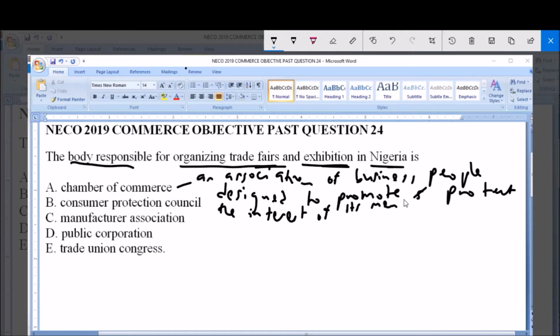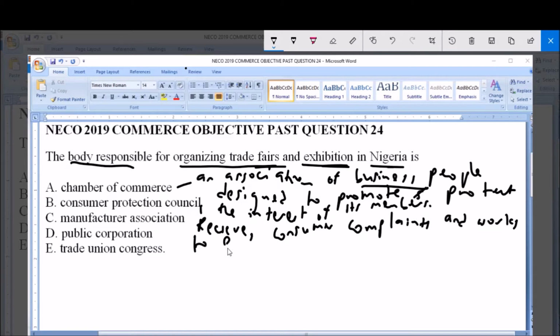Now, option B, which is Consumer Protection Council, receives consumer complaints about a certain product or service or corporation and works to ensure speedy redress.